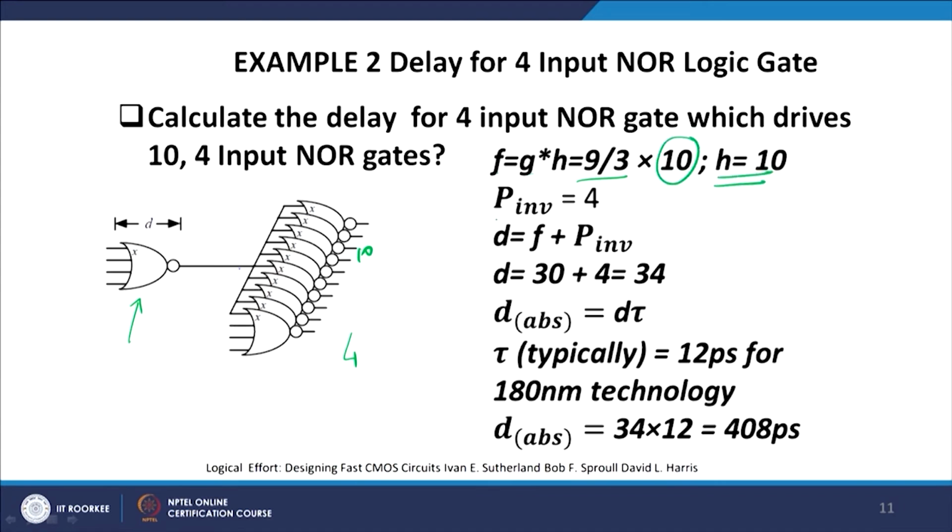So, let us suppose the parasitic delay for the inverter is 4. So, I get D equals F plus P inverter. So, I get 30 plus 4, which is 34, and for 180 nanometer, 34 into 12 is 408 picoseconds. Therefore, a 4 input NOR driving 10 such 4 input NOR gates has a delay of 408 picoseconds.